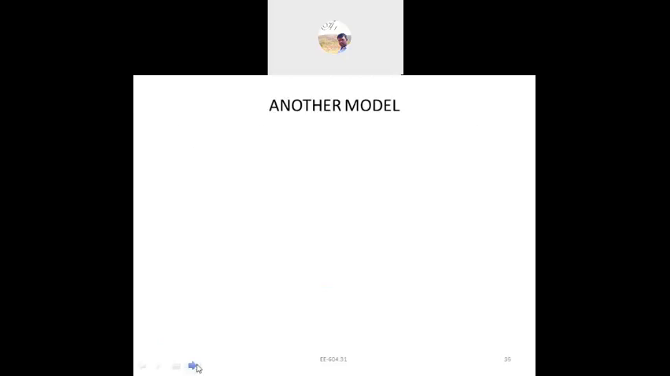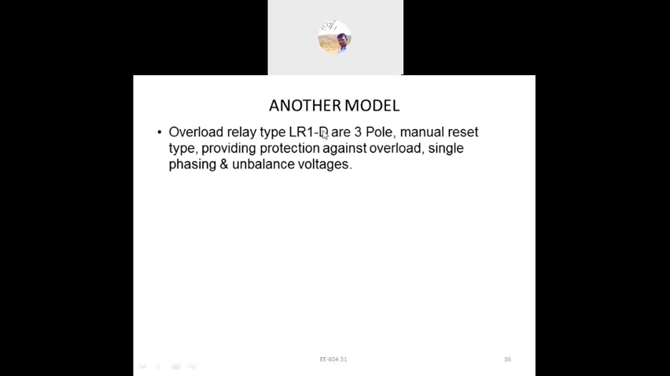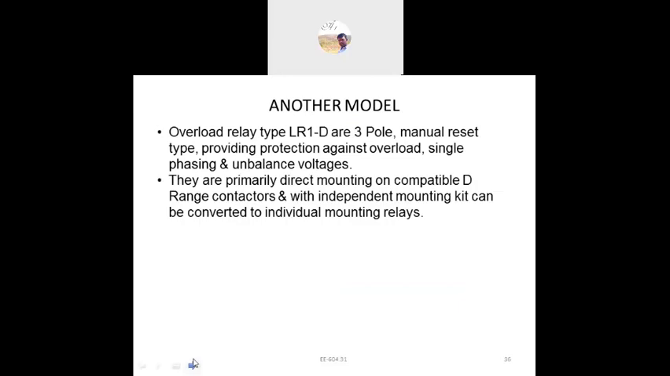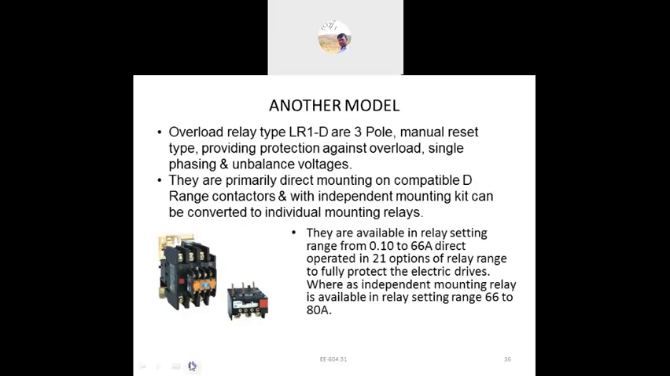Another type is the overload relay type LR1, a 3-pole manual reset type providing protection. This is a phase balance type. We can see different types of thermal relays. Here we can see the relay setting range, that is, how much time setting. Relay time settings are also available, with 21 options of relay range for fully protecting the motors. Independent mounting is also allowed.